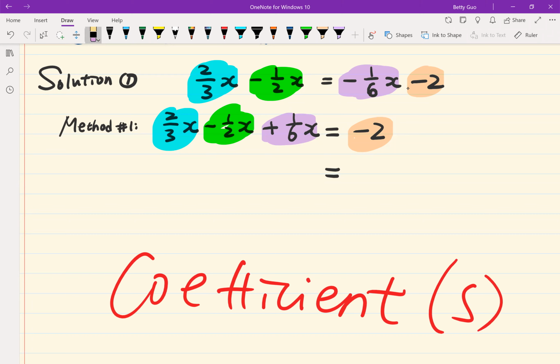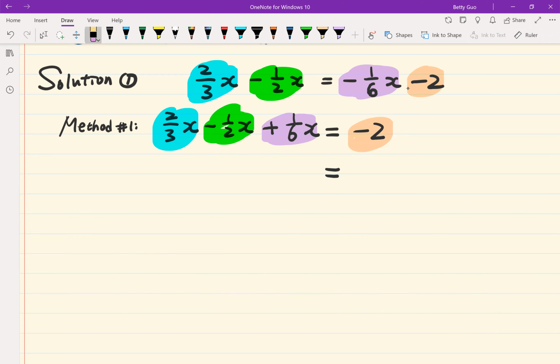Tell me, what's the coefficient of the blue term? Coefficient is the number associated with the variable. 2/3. Yeah, exactly, 2/3. And what's the coefficient of the green term? Negative 1/2. Okay, yeah, the coefficient is the number multiplied with the variable, right? So negative 1/2, very good. And what's the coefficient of the purple?